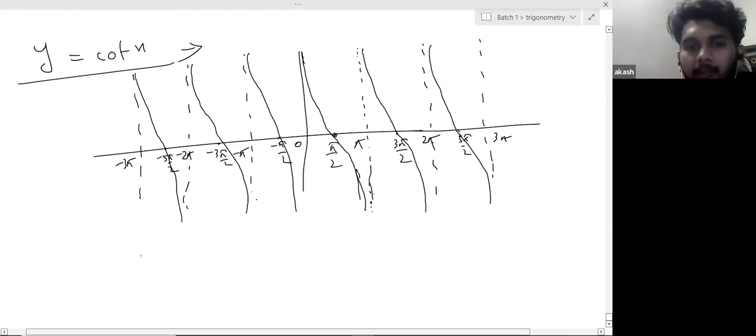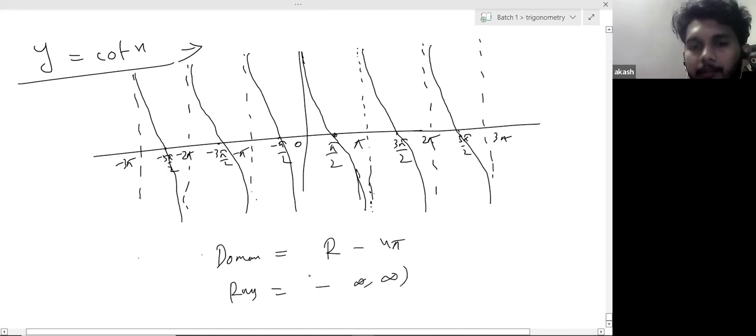This graph is also clear, just like tan. Inverted tan. Domain here is, this cannot be a multiple of pi. The range again is minus infinite to infinite.